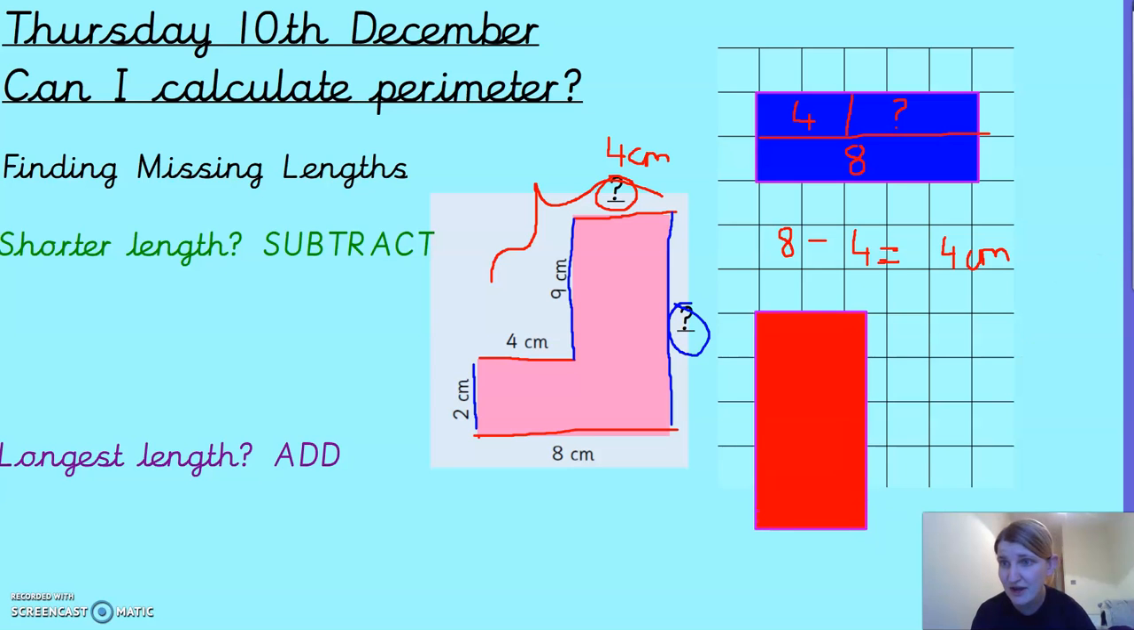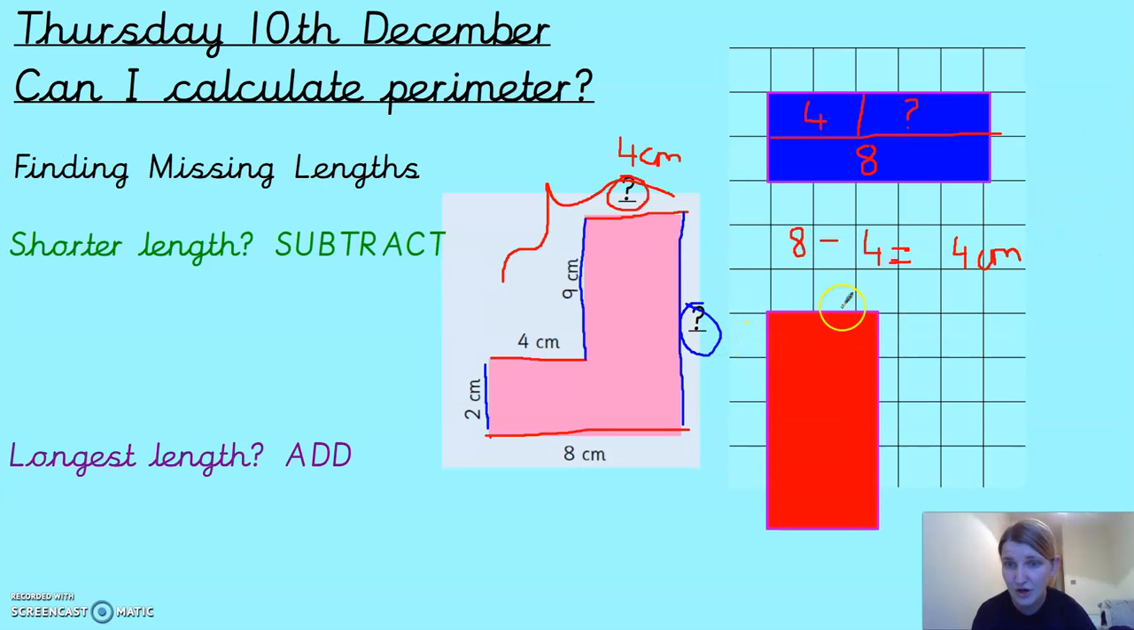So this time, if I look, the bit that's missing is my longest side, like my whole. The two bits of information I've got: this side is 2 centimetres. This one is 9. And again, if we look, those two together are the same length as this missing length.